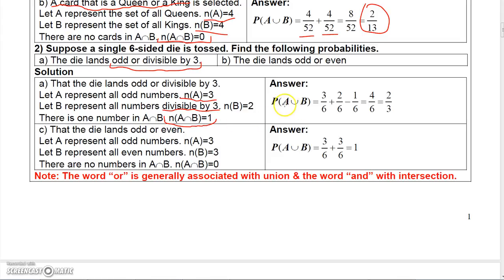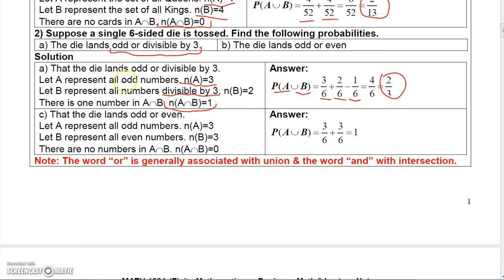There's only one way that can happen, and that's if it lands on the number 3. So the probability of getting an odd number would be 3 out of 6. The probability of getting a number divisible by 3 would be 2 out of 6. And the probability of getting a number that's both would be 1 out of 6. Then add these 2 together and subtract 1/6, and you get 4 out of 6, which is 2/3.